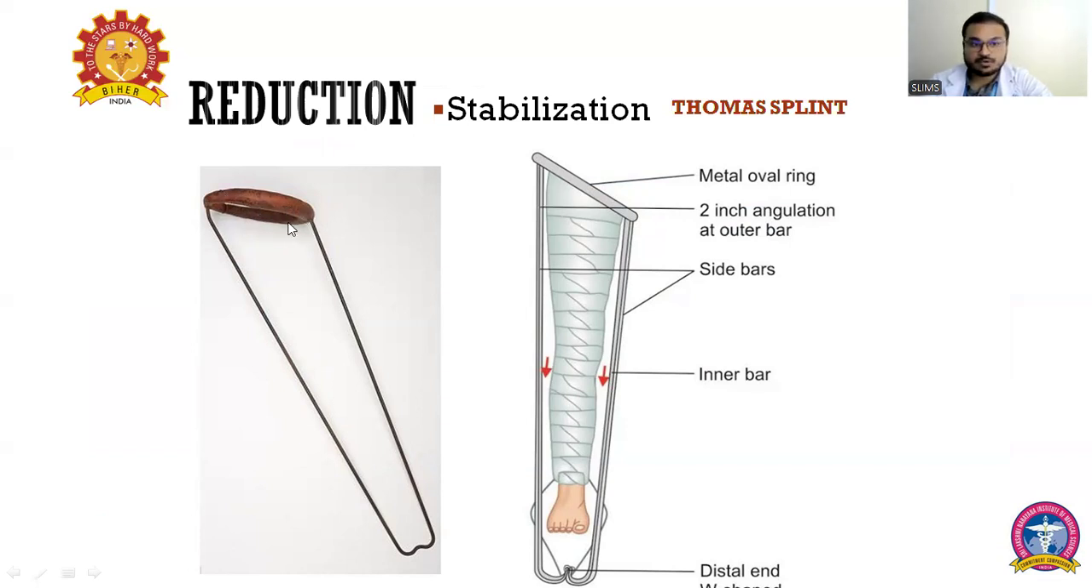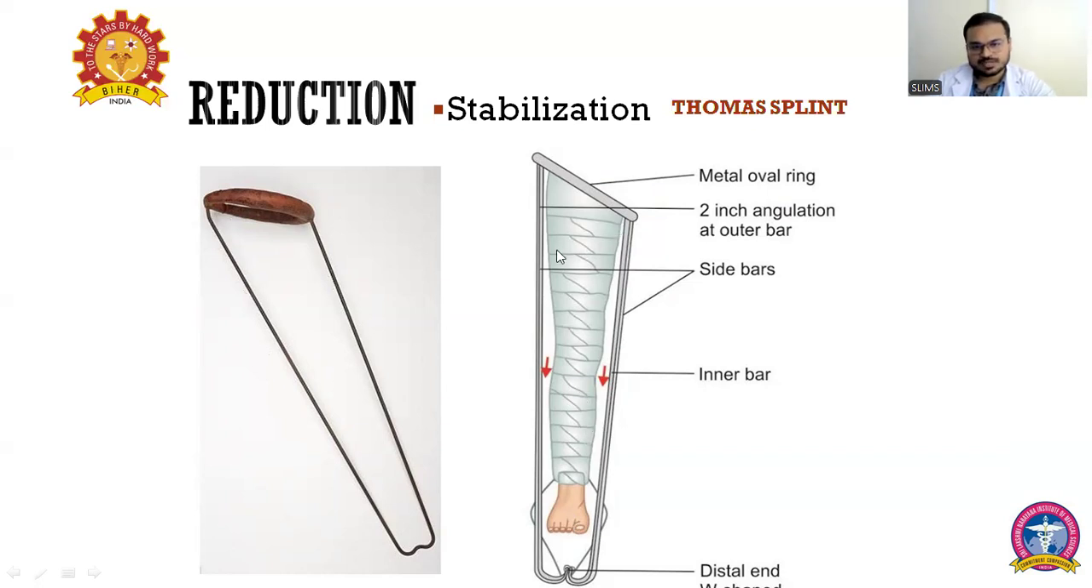where the outer metal oval ring is present, and there is a 2-inch angulation in the outer bar. With the angulation, we can find this is the outer bar and this one is the inner bar, and these are called the side bars. This outer angulation is present to accommodate the greater trochanter of the femur, and this is how we are going to stabilize the patient with the Thomas splint.